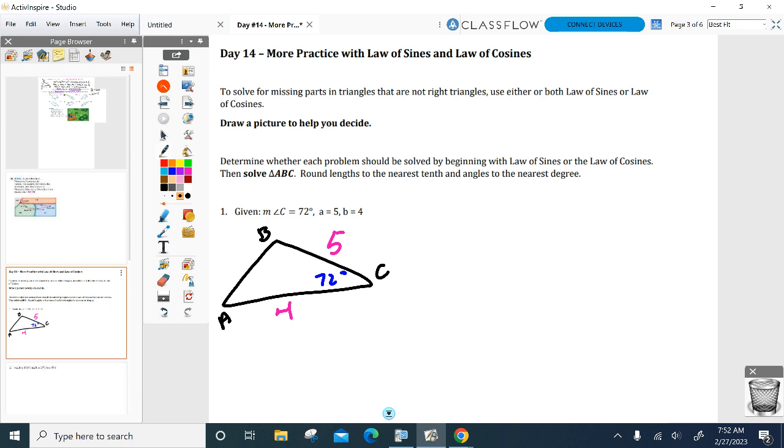So do you have enough information to use law of sines? Yes or no? What are you going to find it for? Do you have enough information to use law of cosines? Yes or no? What are you finding then? Think you got something, Spence?